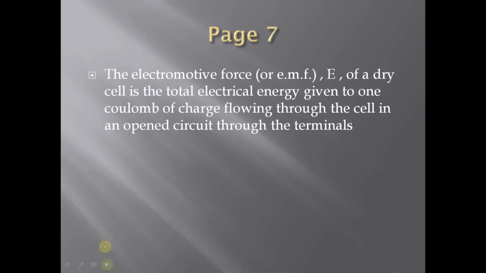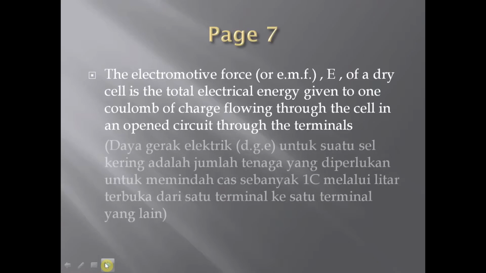So let's look at the Malay definition. Daya gerak elektrik DGE untuk satu sel kering adalah jumlah tenaga yang diperlukan untuk memindah caj sebanyak satu kolom melalui litar terbuka dari satu terminal ke satu terminal lain. And I don't think you understand it as well. Am I right? Okay, good. Never mind. It's okay. I will make you understand what's going on. Let's look at the next one first. I'll show you what happened.